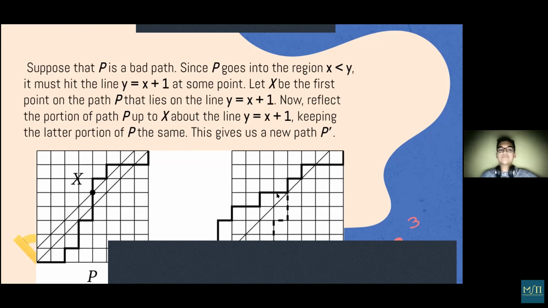Let us suppose that there exists a particular path, P, which is a bad path, right?